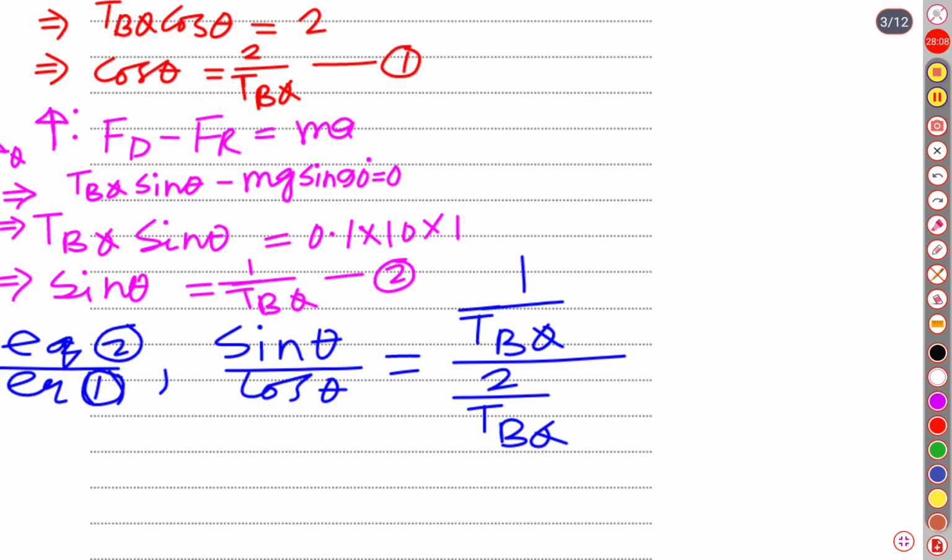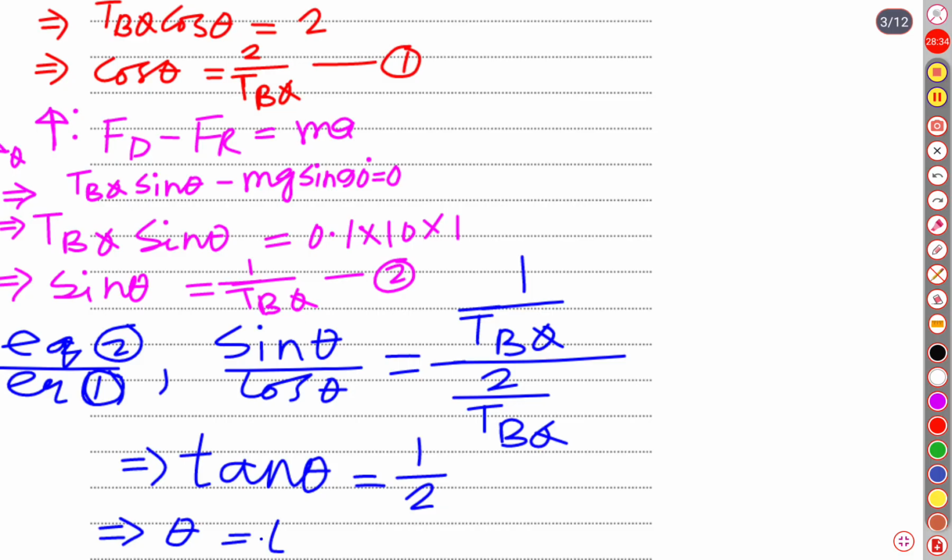So if we cancel this, look at this, both of the denominators are tension in BQ, so they cancel each other. And on the left side, sine theta over cos theta is tan theta. Tan theta is equal to 1 over 2. Hence theta is going to be tan inverse of half or 0.5, whatever you tell.